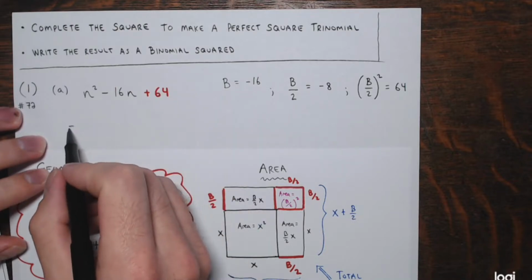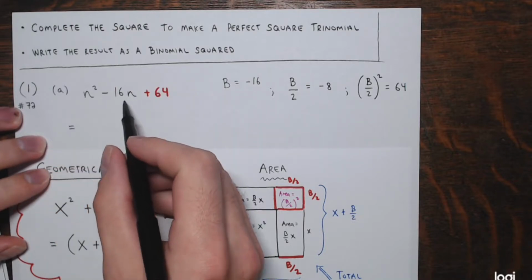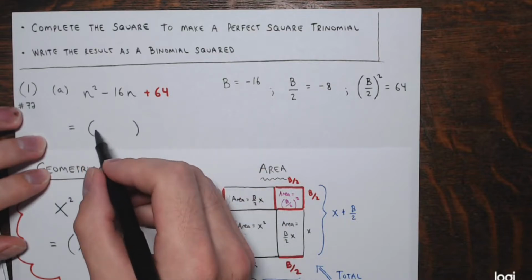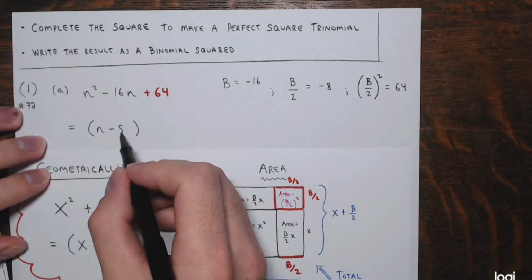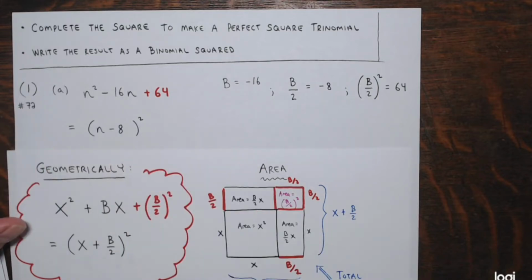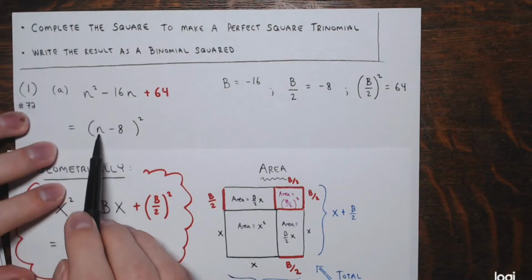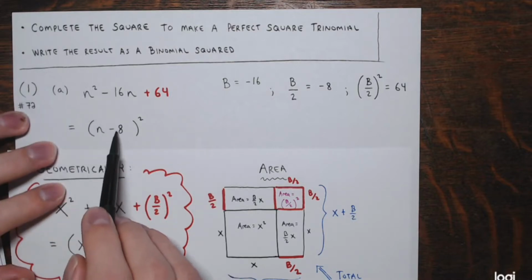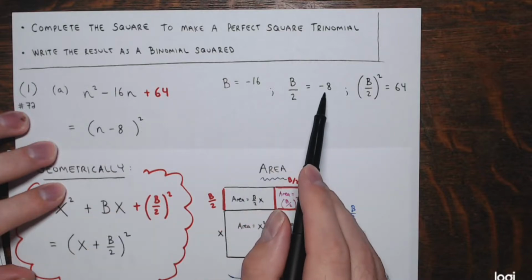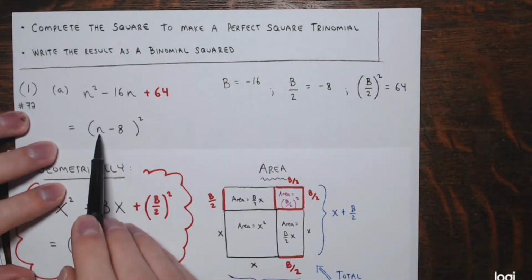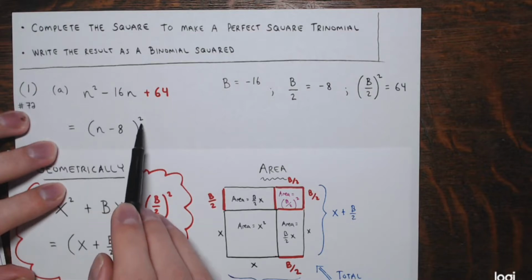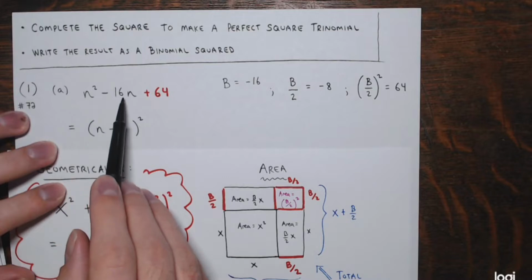Alright, n squared minus 16n plus 64 is the quantity n minus 8 to the second power. Right, it's the variable n plus whatever half that linear coefficient was. And b over 2, half the linear coefficient, was negative 8. So we have n plus negative 8, or n minus 8. That quantity squared is n squared minus 16n plus 64.